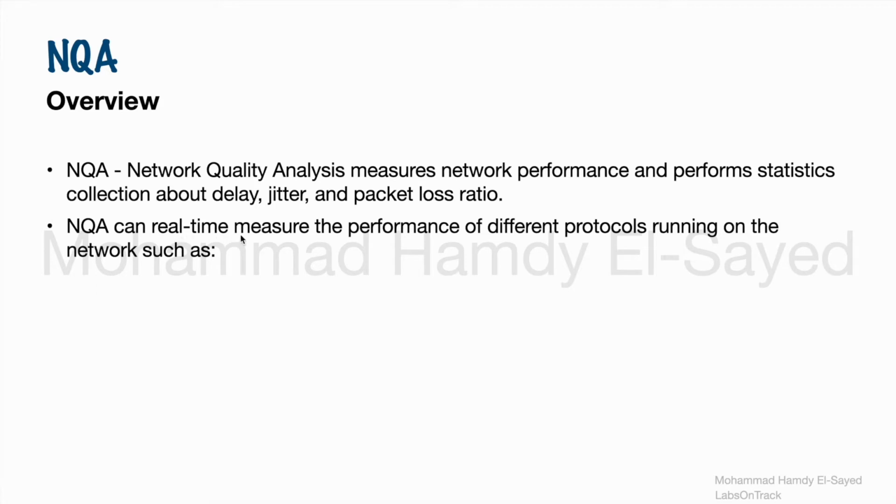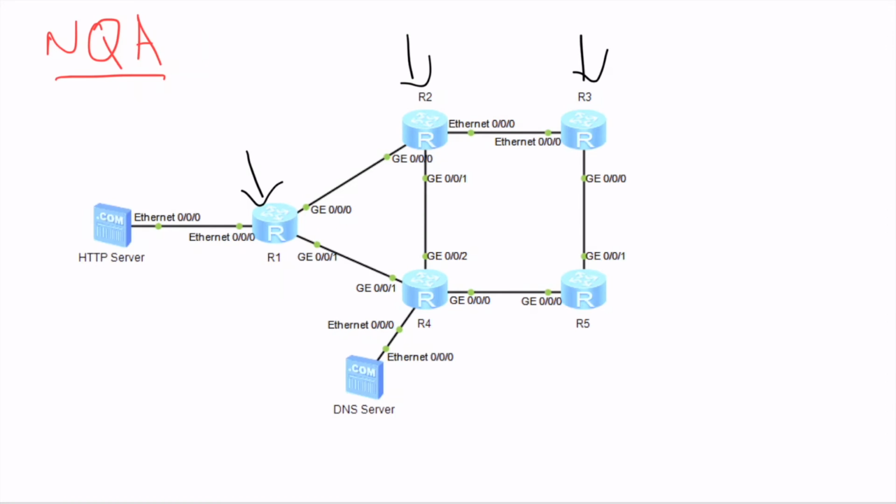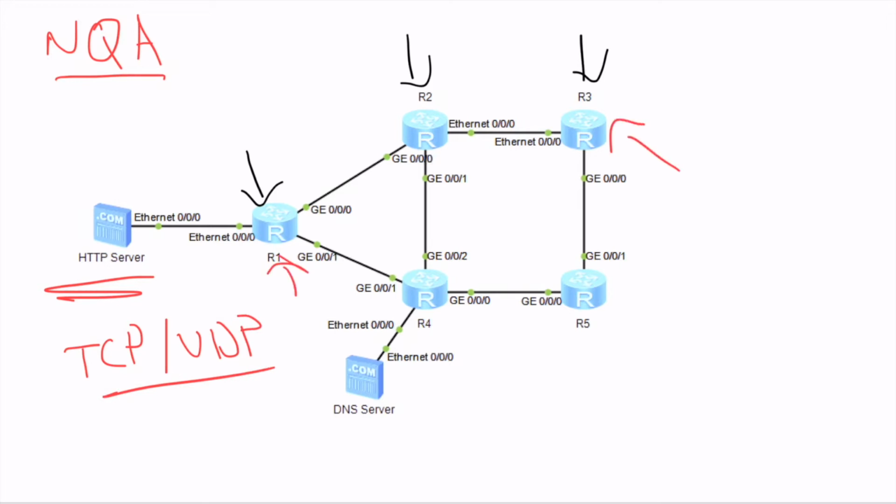NQA can measure in real time the performance of different protocols running on the network, such as HTTP connection delay, TCP/UDP connection delay, DNS resolution delay, FTP file transmission speed, and FTP connection delay. Use NQA to measure the performance of the HTTP server in real time. To test the HTTP connection delay, we can use NQA to test the TCP/UDP connections between any two routers, router 1 and router 3, or between router 1 and router 5. Between any two routers in this network topology, we can measure the application performance using NQA.